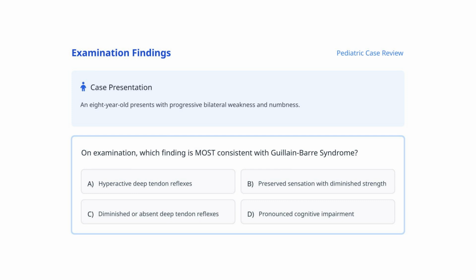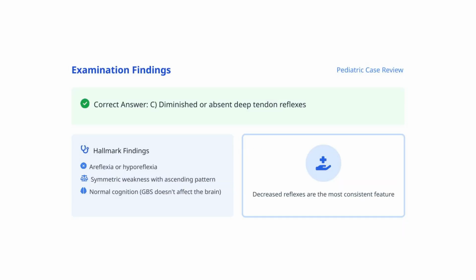Let's examine this case. An 8-year-old presents with progressive bilateral weakness and numbness. On examination, which finding is most consistent with Guillain-Barré syndrome? Is it A, hyperactive deep tendon reflexes, B, preserved sensation with diminished strength, C, diminished or absent deep tendon reflexes, or D, pronounced cognitive impairment? The correct answer is C, diminished or absent deep tendon reflexes.